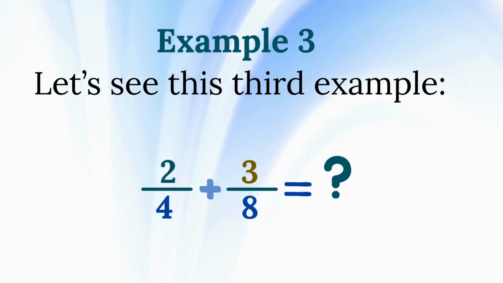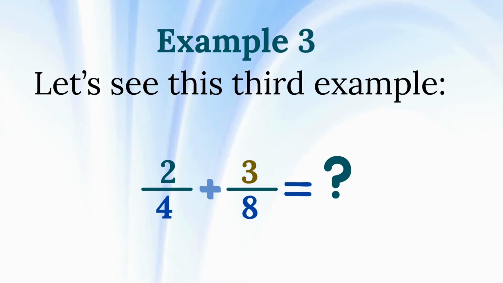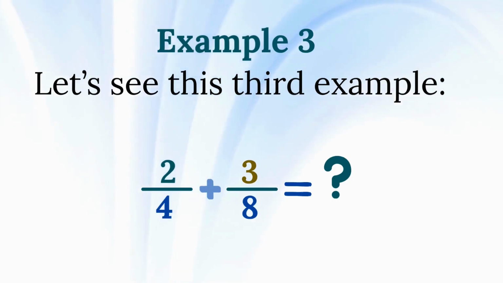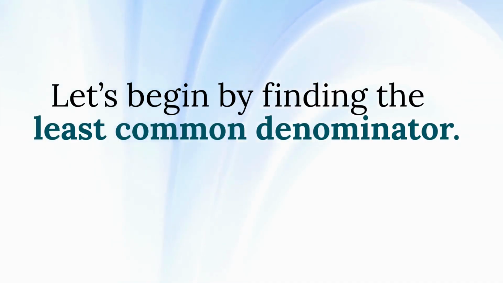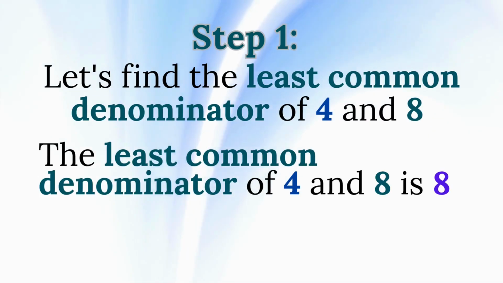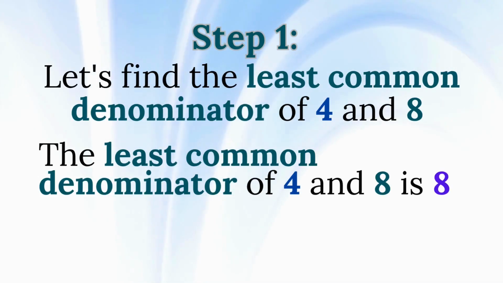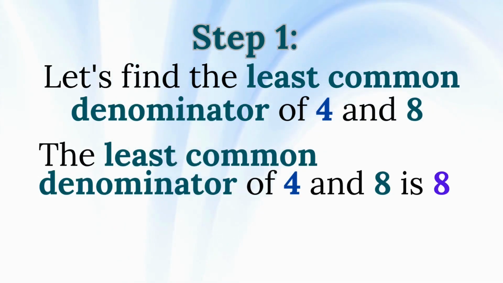Example 3. Let's see this third example. 2 over 4 plus 3 over 8 equals what? Like the previous examples, since these two fractions have different denominators, let's begin by finding the least common denominator. Step 1. Let's find the least common denominator of 4 and 8. The least common denominator of 4 and 8 equals 8.